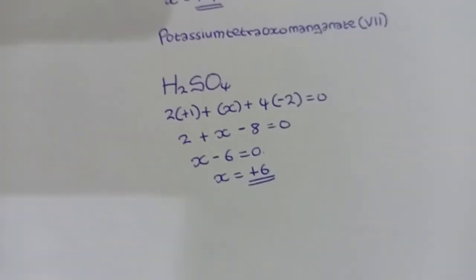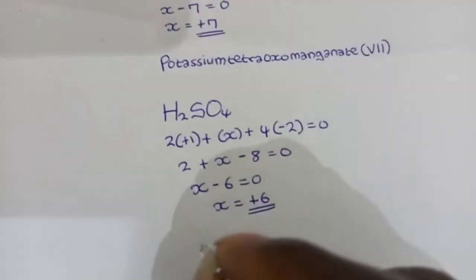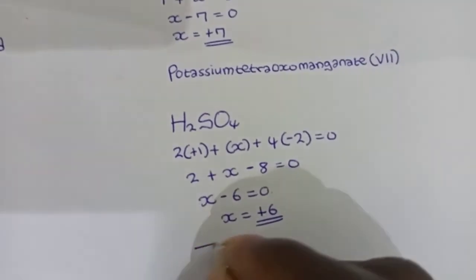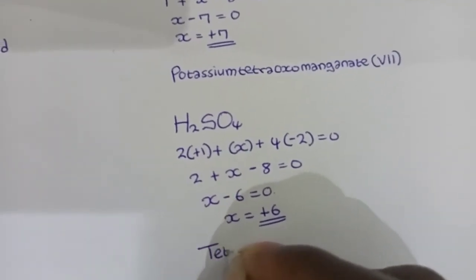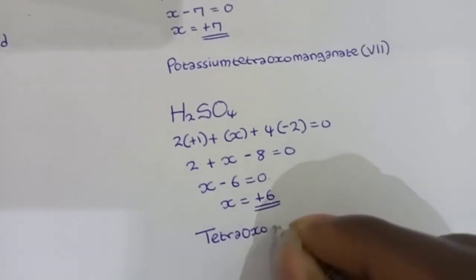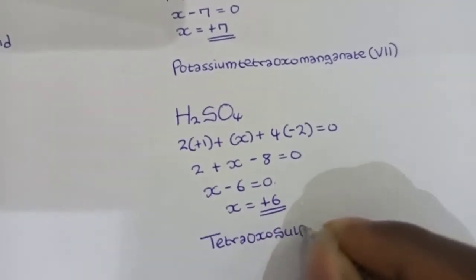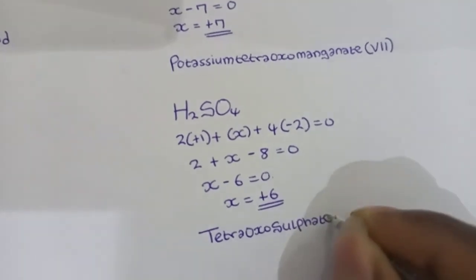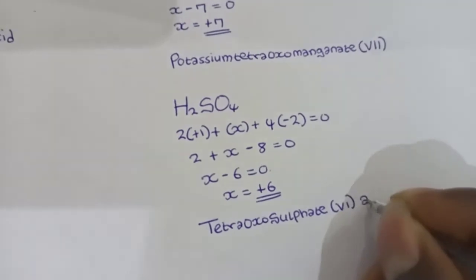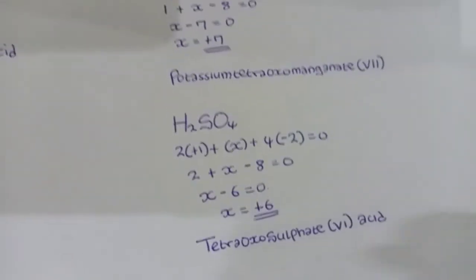Let's name it immediately. This is tetraoxosulfate(6) acid, or you can just say sulfuric acid.